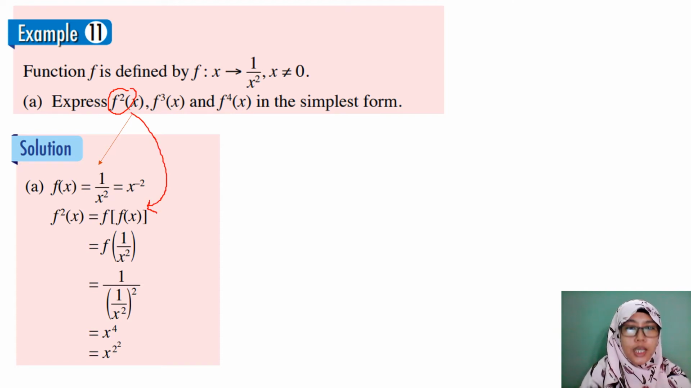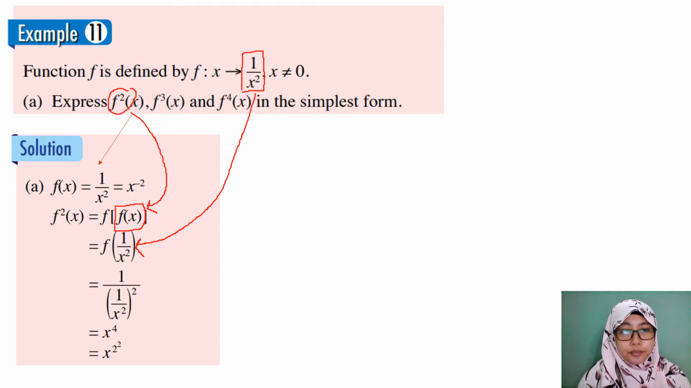F times f. Okay, so method yang sama dengan sebelum ni, untuk selesaikan solution ni, you need to make a bracket. So, after you make a bracket for the function fx, you need to substitute the function of fx. So, the function of fx is 1 over x square, right? Okay, gantikan dekat sini. Okay, you replace here. Okay, so akan jadi f bracket 1 over x square. Okay, after that, the same step, you need to substitute.